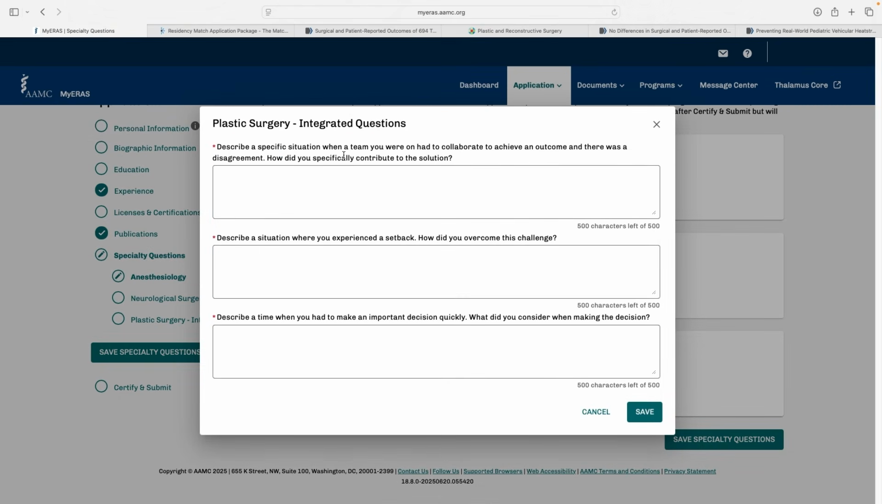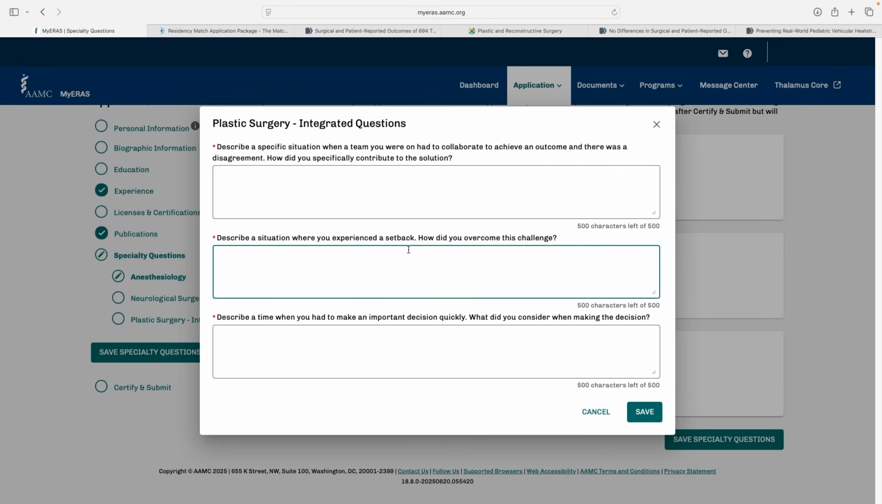Describe a specific situation when a team you were on had to collaborate to achieve an outcome and there was a disagreement. How did you specifically contribute to the situation? As you know, in plastic surgery, we always work with other specialties. So it's very important to understand how someone would collaborate. If they disagree, how would they resolve that?